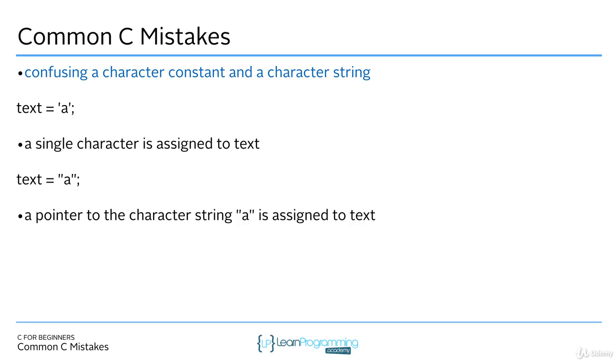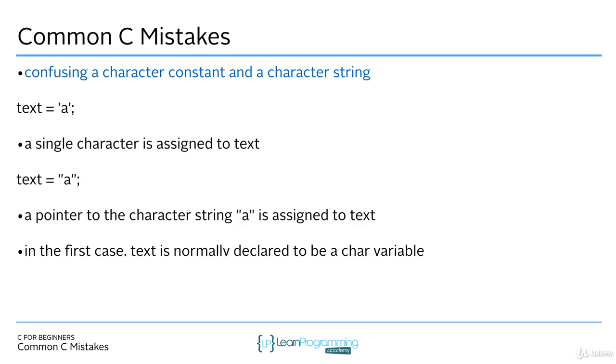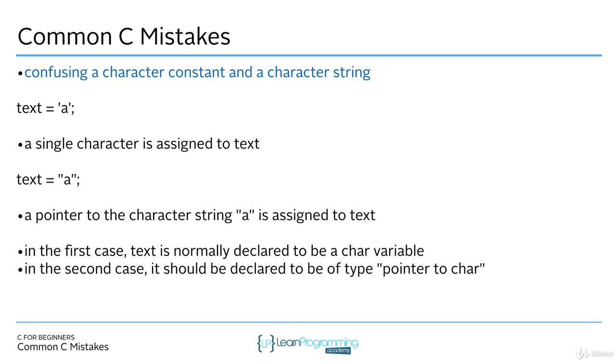Using an A inside of single quotes versus a character inside double quotes, completely different. Character versus string. In the first case, text is normally declared to be a char variable, and in the second case, it should be declared to be type pointer to a char. And if you want to assign a value to that pointer, other than the pointer itself, you'd have to dereference it. This is actually incorrect because if it's a pointer, instead of assigning an address, you're assigning it a string, so that doesn't make sense.